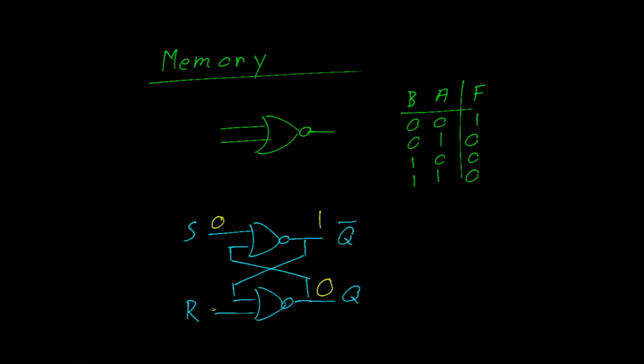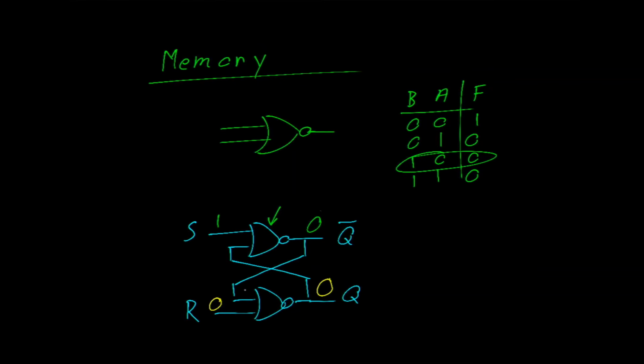Suppose we were to assert R as 1. That would give us a value of 1, 1 going into this gate, which is this piece right here on the truth table. Nothing happens. Suppose instead we were to assert set. That would give us a 1 and a 0 going into this gate, which is this point here on the truth table, meaning this output would go to 0.